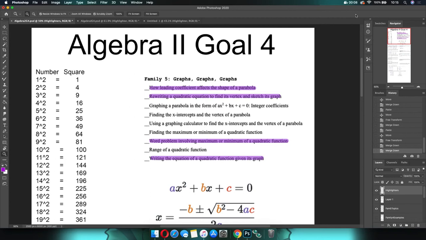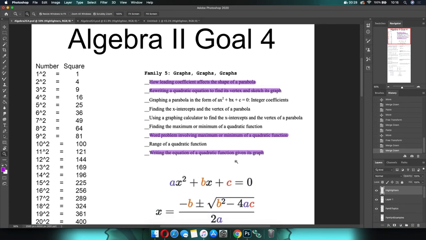The following topics that we're going to be doing are the ones that are highlighted: how leading coefficient affects the shape of a parabola, which is a pretty easy one, but there are a couple of things to keep in mind. Rewriting a quadratic equation defined as vertex and sketches graph, word problem involving max or min of a quadratic, and then writing the equation of a function given its graph.